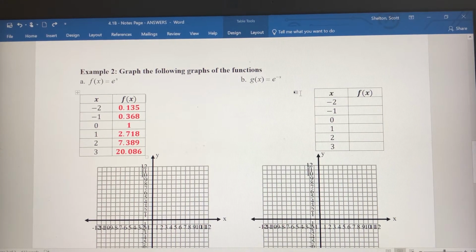So let's plug in negative 2. You'll see that it corresponds to when x was 2 over here, so 7.389. So when I plug in negative 1 here, we should get that 2.718. We're going to get 1 here at 0 like we always do. This should be 0.368 and then 0.135. Now, we didn't have a value over here when x was negative 3, so I can't predict what this is going to be. But again, remember when we change x to negative x, it creates a reflection using the y-axis as that line of reflection.